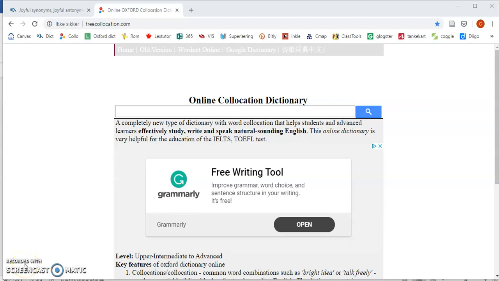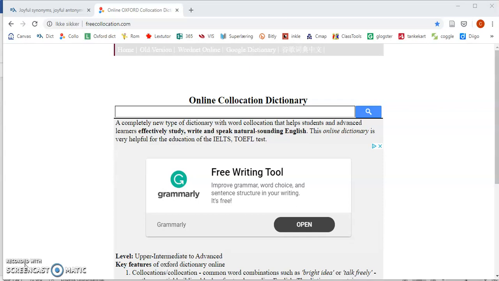In this video, I want to show you how you can use a rather special dictionary called a collocation dictionary to improve the vocabulary of your text, and at the same time make your language more idiomatic. So in order to understand how to use this dictionary, you have to understand what a collocation is.